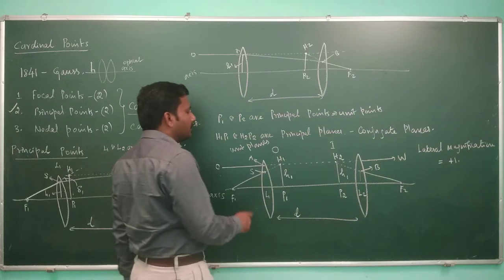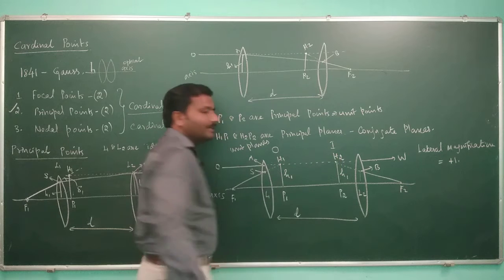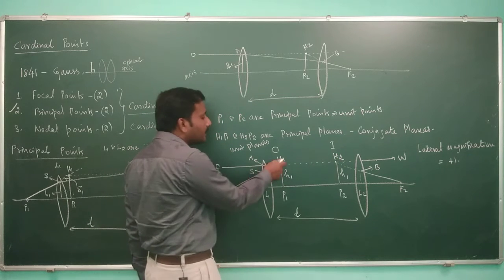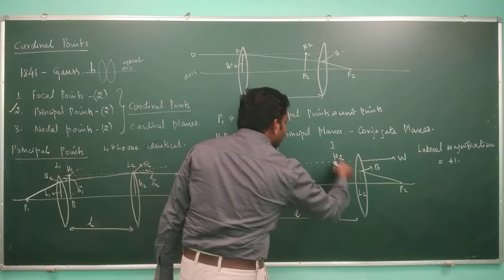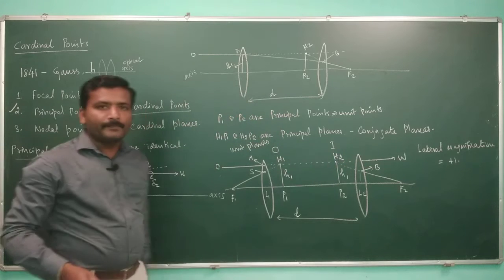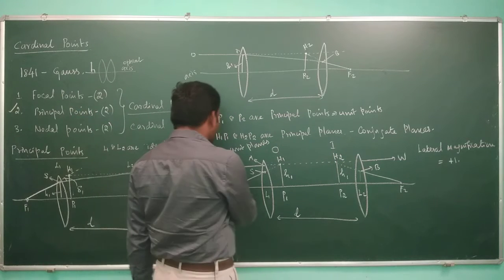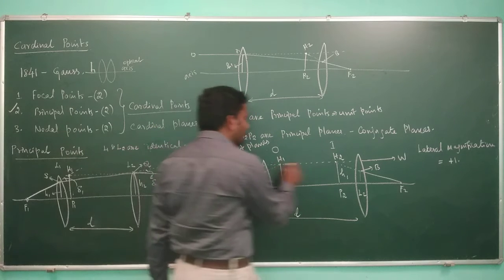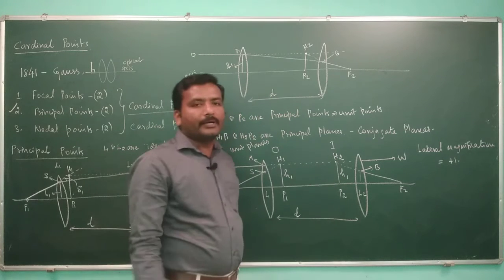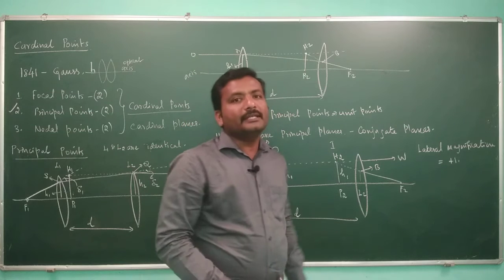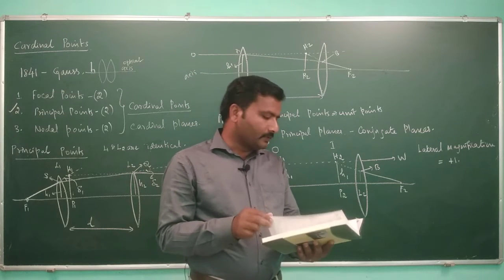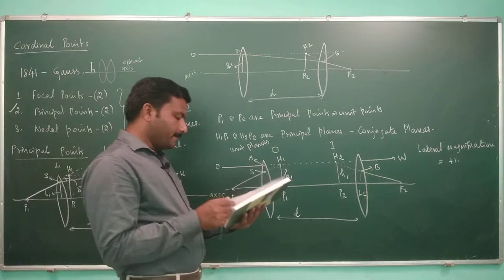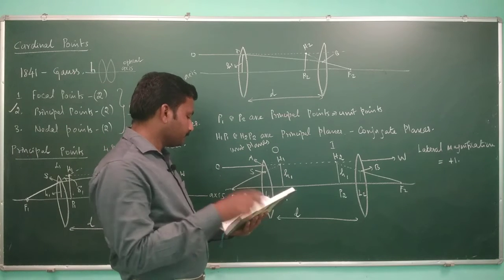Actually, physically, these points do not exist. They are conceptual points because we define them by extending the lines. Originally this does not happen, because once the light ray touches here, it will be refracted. So these are very conceptual points and will not actually exist. Fine. In this way, you can define principal points and principal planes.